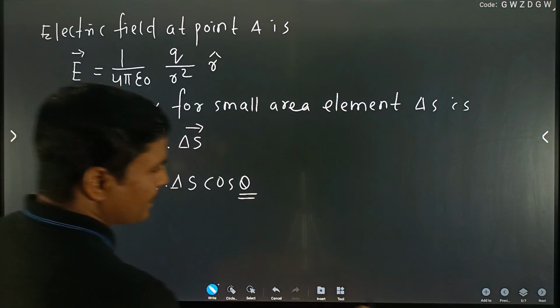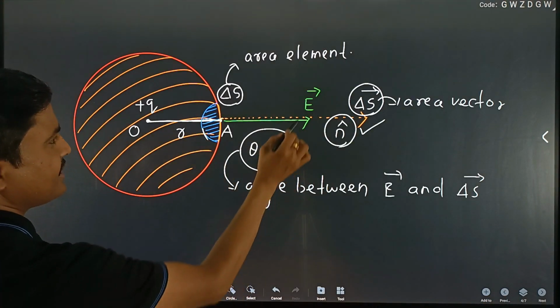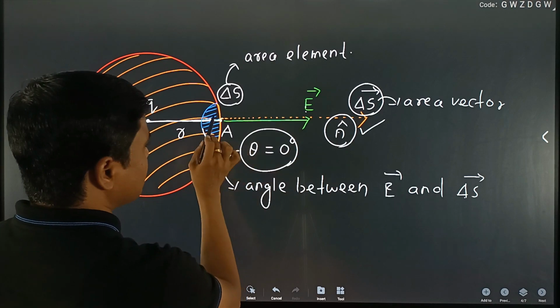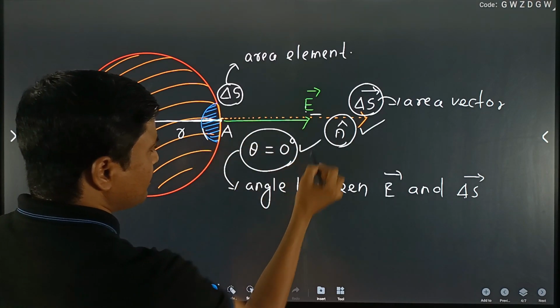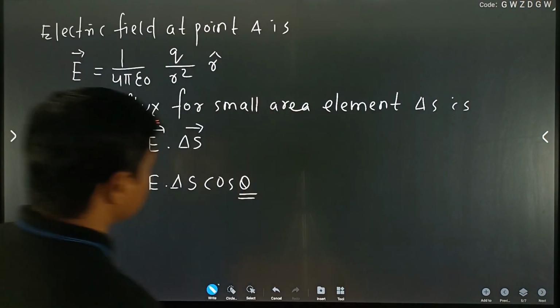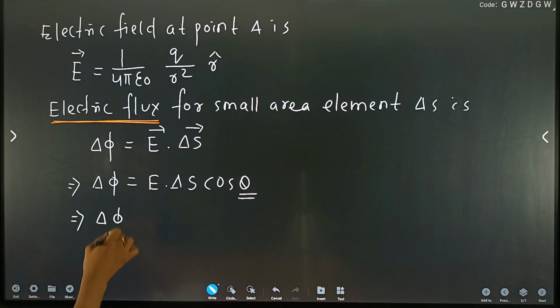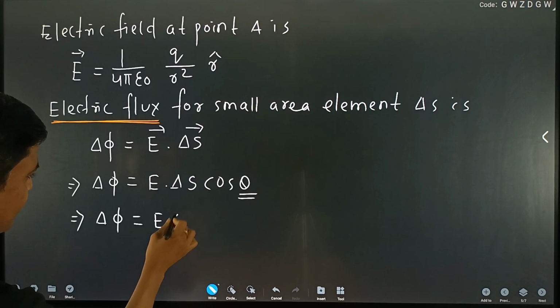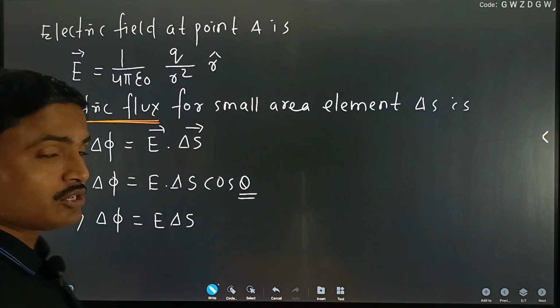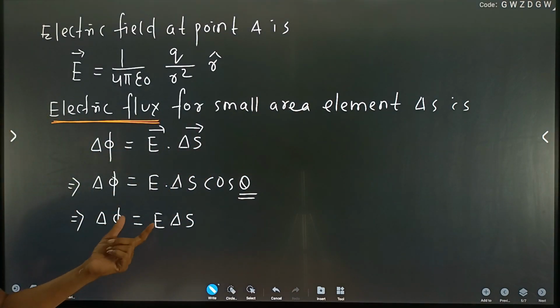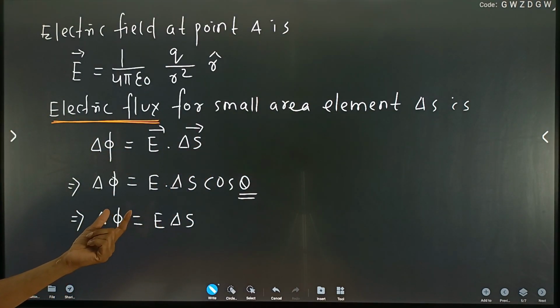And what is theta? Theta is the angle between E vector and del S vector. This is E vector and this is del S vector. Both are in the same direction. Angle is 0 degree. So in place of theta, we put 0 degree. We write del phi is equal to E del S, because cos 0 is equal to 1. Simply we write E into del S. Clear?